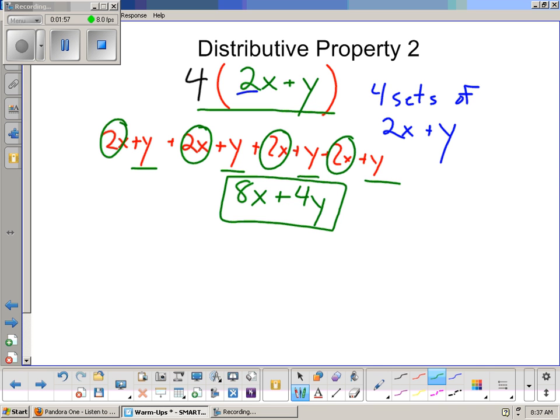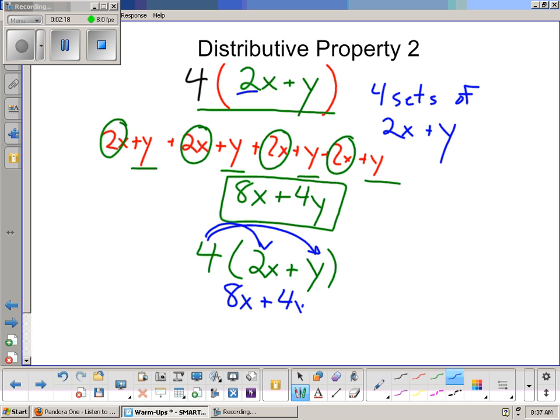With the distributive property, what they let us do is distribute that 4 into it, right? So if I have the original problem up there, it lets me distribute that 4 in there. So 4 times 2x is 4 times 2, which is 8, and then we keep our x. And then 4 times y, which is 4y. So that gives me that same answer there.